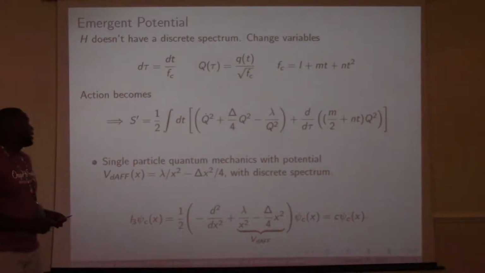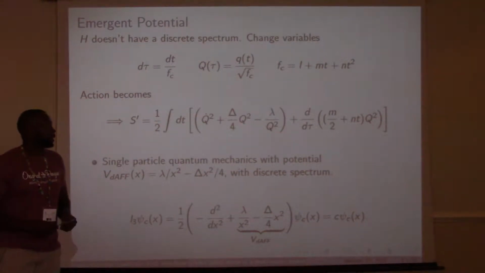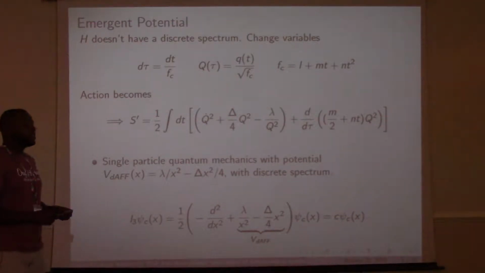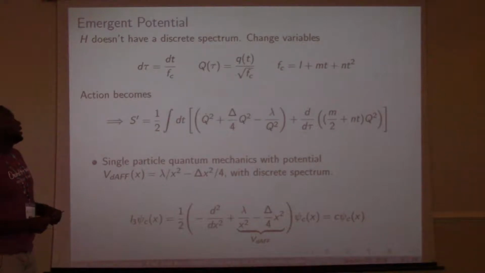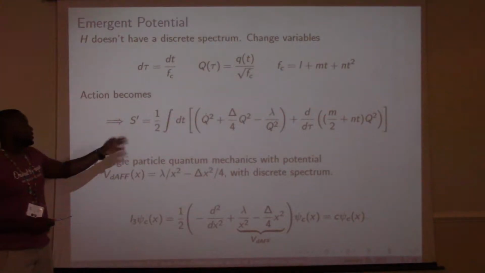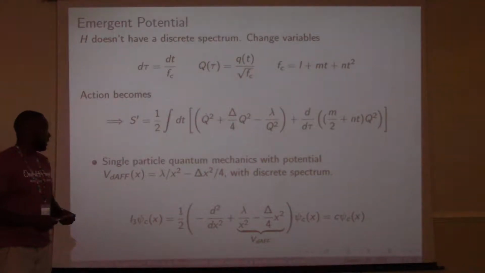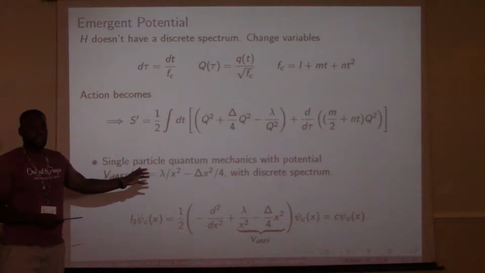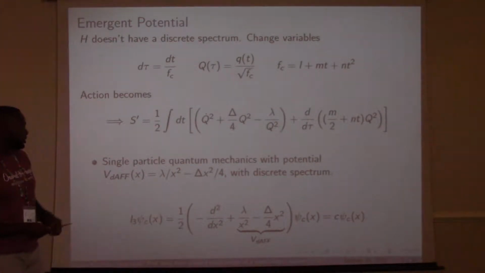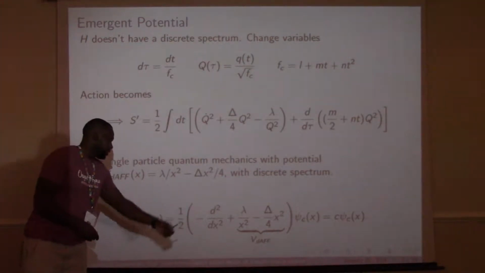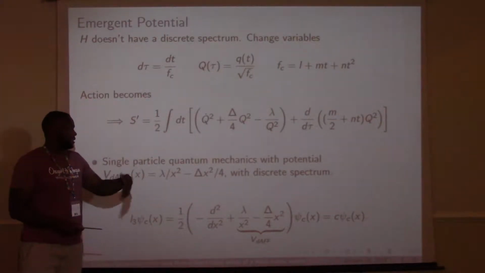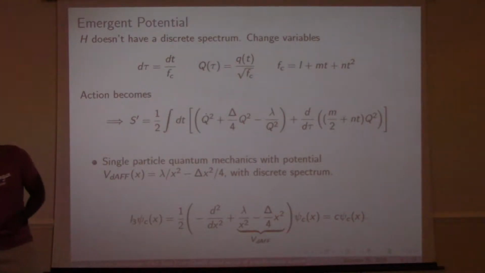Now the Hamiltonian in this system doesn't have a discrete spectrum. So what we can do is make a quick change of variables, and the action will change by a constant. And what we end up with is a single particle quantum mechanics with an inverse square potential, as shown here. Now this potential is very interesting for our study, as I'll show later.